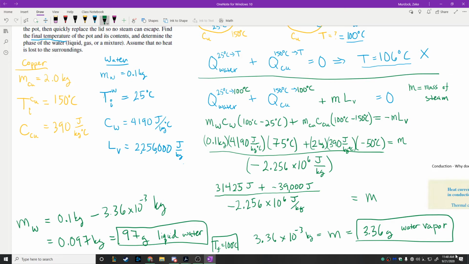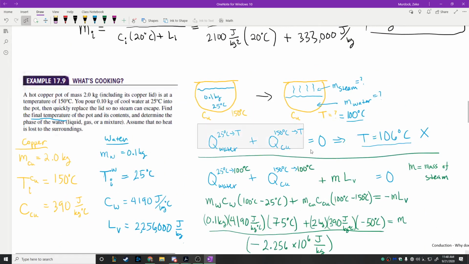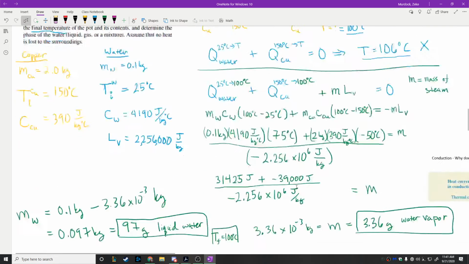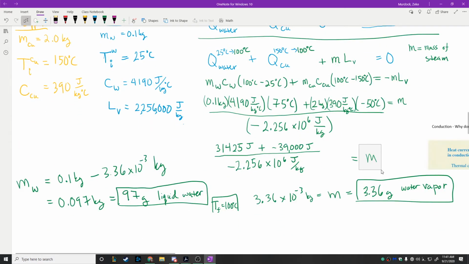Well, you proved it for us because you did this calculation, right? And your answer was 106. So you ruled out one of the possibilities. One of the possibilities was that there's no phase change. You ruled it out because you got a final temperature of 106. So the next possibility to check is, let's assume that it's a mixture. If we make the assumption that it's a mixture, then we figure out how much water vapor we have.